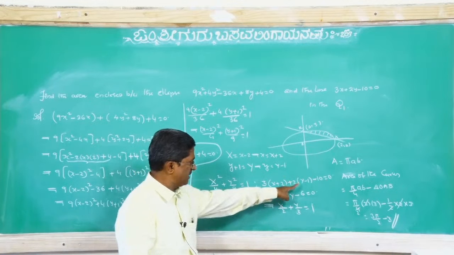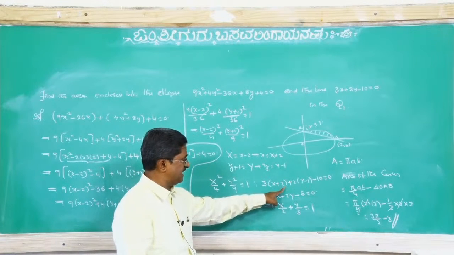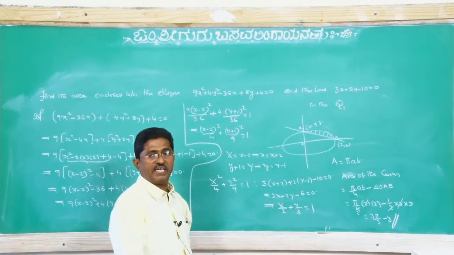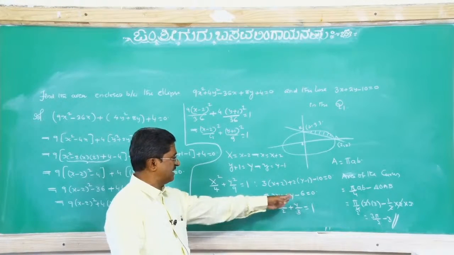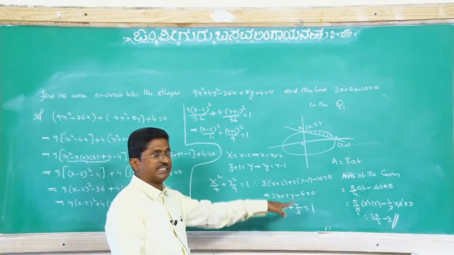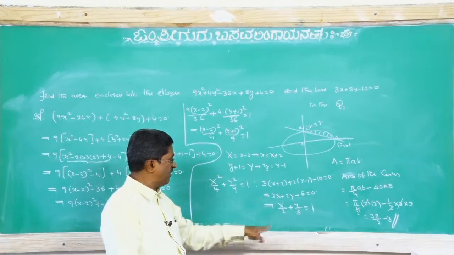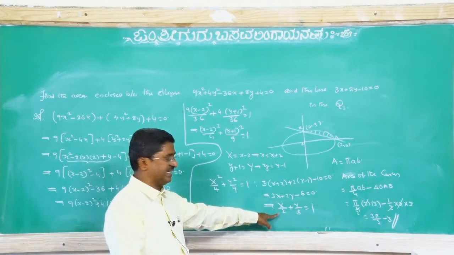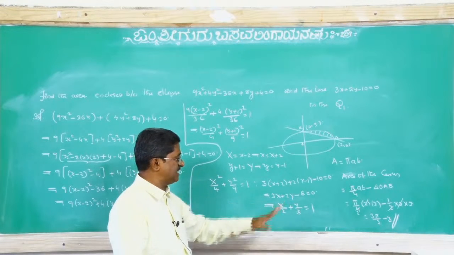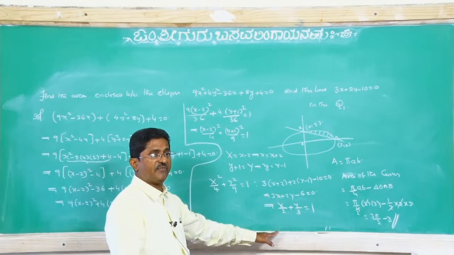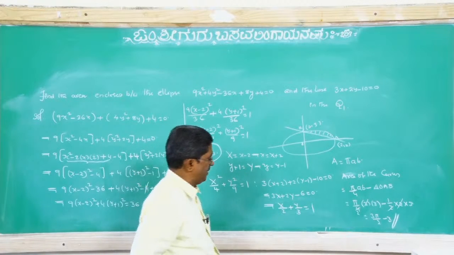3X plus 2Y: 3 2s are 6, minus 2 minus 10, minus 12. Minus 12 plus 6, that is minus 6, is equal to 6. Sending to the right-hand side, dividing both sides by 6 to make the intercept form. 3x by 6 means x by 2, 2y by 6 means y by 3, equal to 1, which is in the form of x by a plus y by b equal to 1.